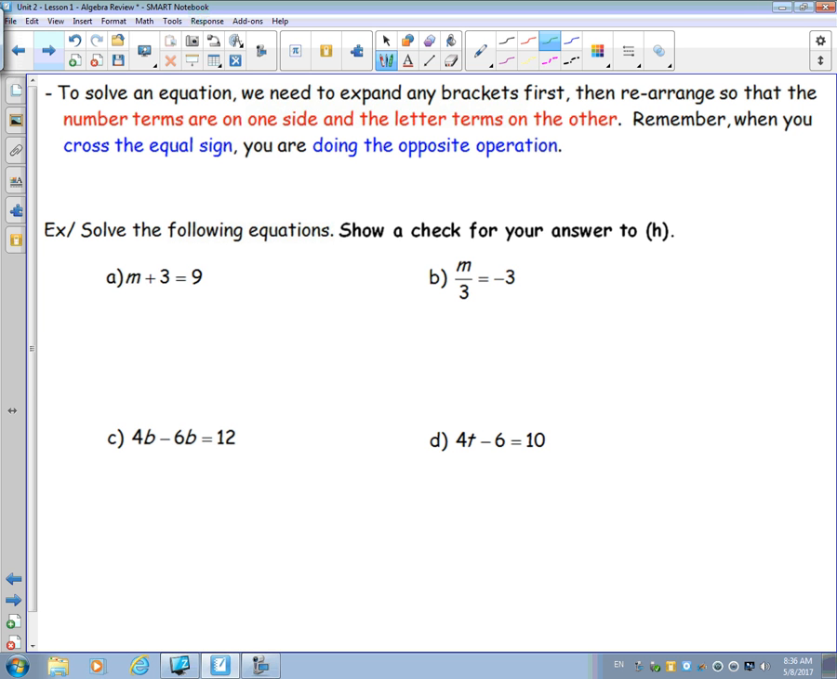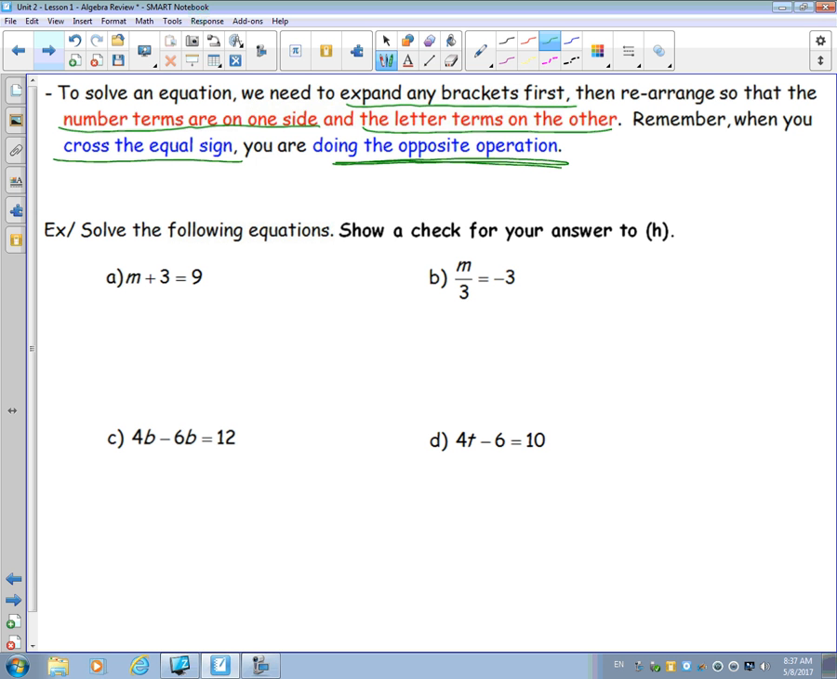Okay, most important for us, we're going to be solving things. So we can simplify, we can evaluate, we can also solve. In other words, we want to figure out the value of x that makes this equation work. So to do this, first, expand any brackets. Rearrange so that numbers are on one side, I keep saying that, and letters on the other side. And when you cross the equal sign to do that, remember, do the opposite operation.